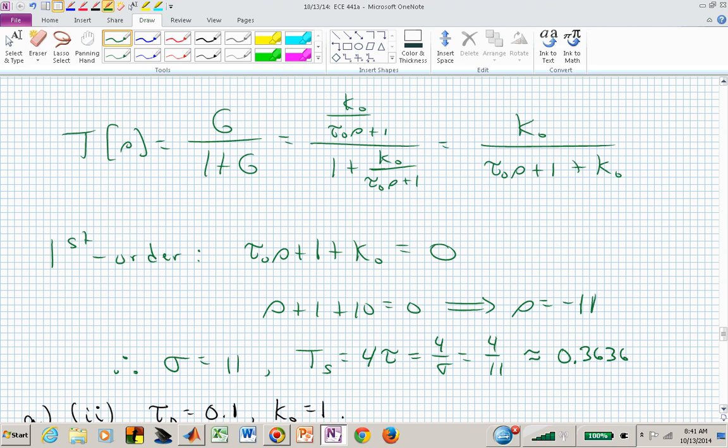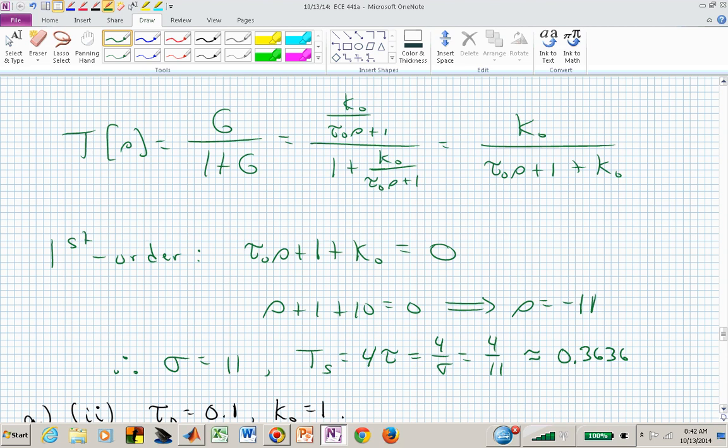0.3636. Is that okay? So that is our settling time: 0.36 or 363 milliseconds. A little less than half of a second, which is much different than the open loop, isn't it? The open loop would have been 4 seconds. Now we've sped it up by feeding back, and that gain of 10 has helped push that pole further into the left half plane. Now we have a 0.36 second, 2% settling time. Is that clear?